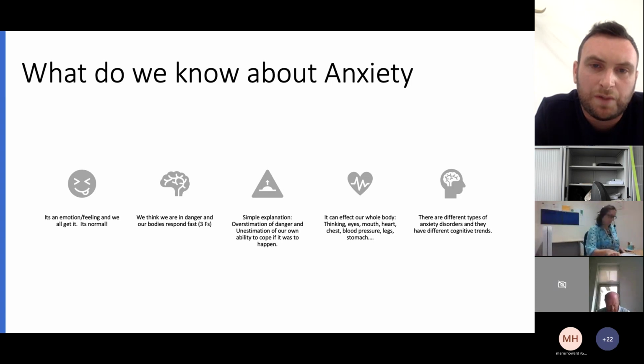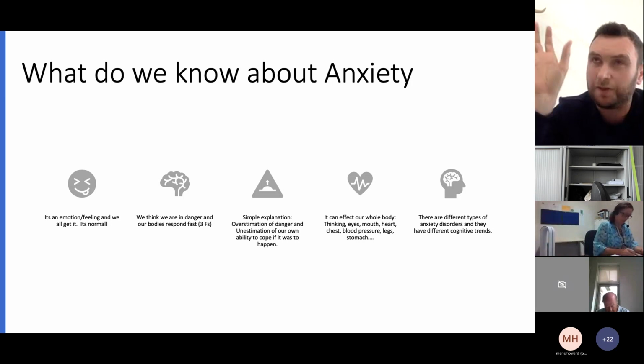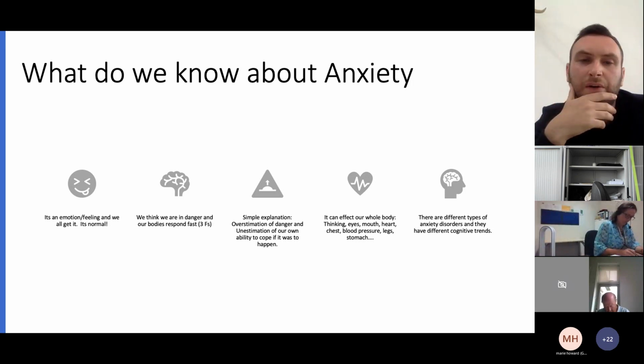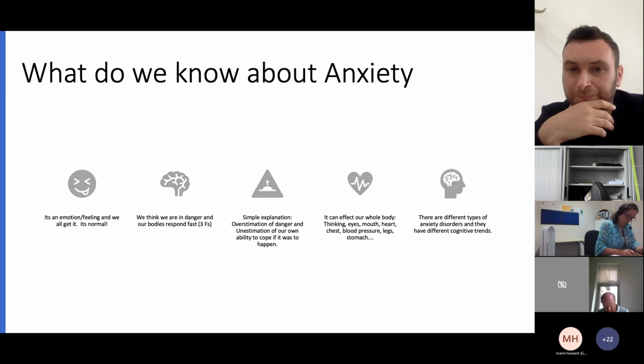Anxiety can be seen as an overestimation of danger, or in one way, how dangerous things seem. A lot of images seem to be very, very scary, and there is an underestimation of how we're going to cope. So if this does happen, if this does occur, how am I going to cope with it? Anxiety affects our whole body.